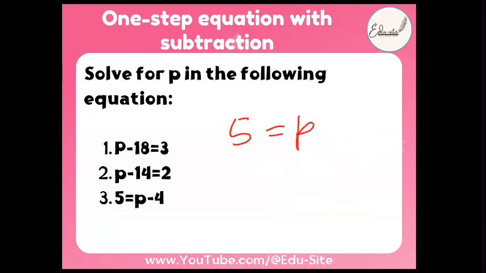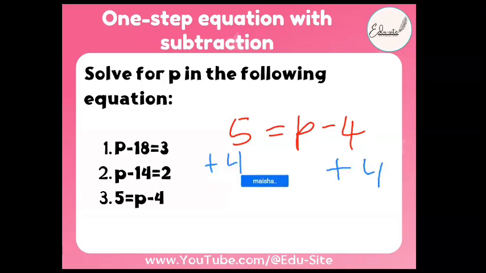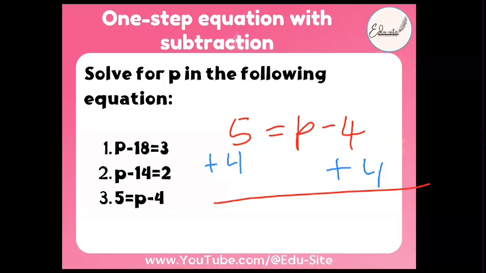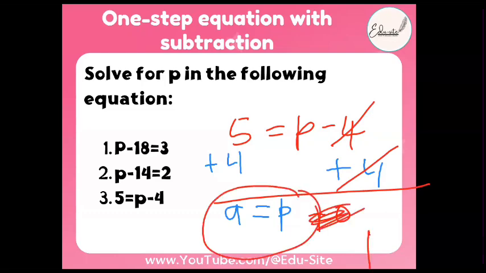5 equals p minus 4. It's the same. You just have to check which number is along with p. Plus 4. So then, what is 5 plus 4? 9, and that equals p. Minus plus cancels out. You have to show this here, okay? Minus plus is nothing but 0, right? So p equals to, so what is the answer? P is equal to 9. You have to write it properly. So p is equal to 9.